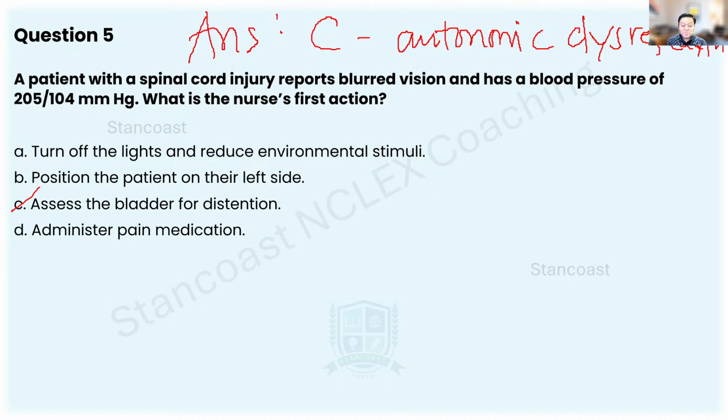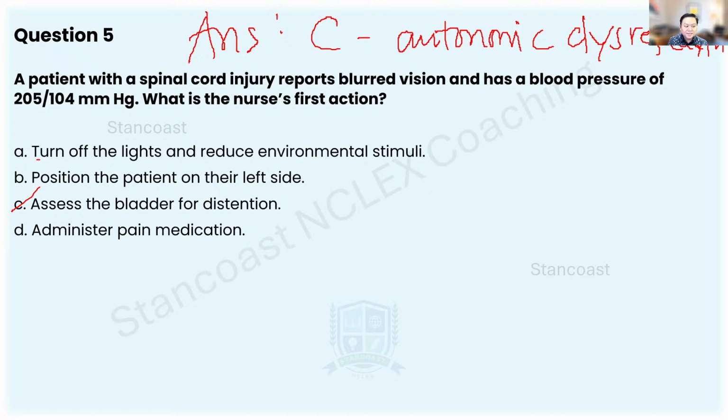Then again, this is going to trigger the patient's hypertensive crisis. So you need to carefully assess what is going on. Check if the bladder is full. If you are doing letter A, turning off the lights, it can help, but it's not going to treat the bladder distension. The bladder distension is one of the top causative or contributing factors in this condition.